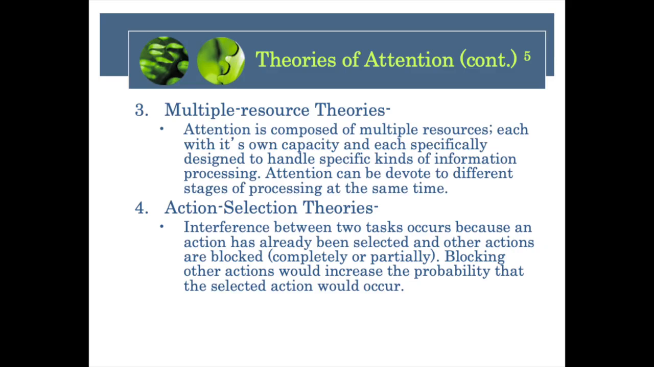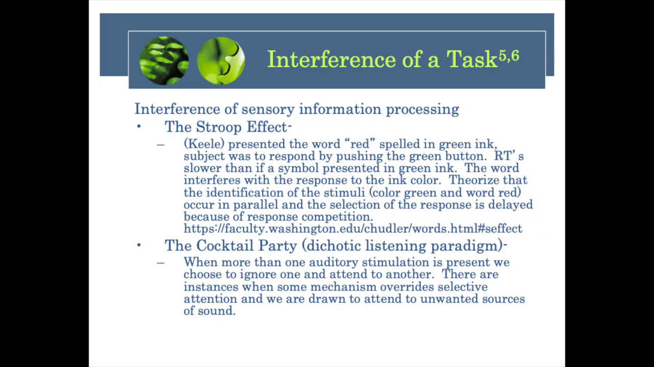theories that suggest that, again, actions have been already selected, which block the ability to parallel process somewhere else. All right, so I'm going to give you two specific examples that are well documented in the literature, and they're actually labeled. So I just want to make you aware of these types of interference to sensory information processing.